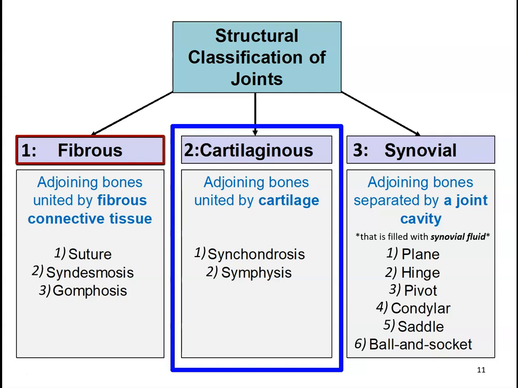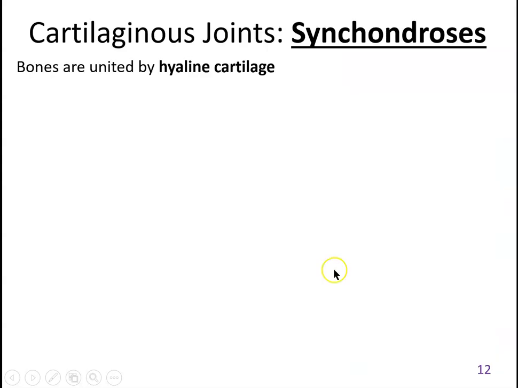Okay, so it's as simple as that: each one of them is held together by something slightly different, but what they all have in common is fibrous connective tissue doing that work. Next, we're going to move to the cartilaginous joints, and these are united by cartilage. So the difference is going to be the type of cartilage that holds them together. So we have the synchondroses.